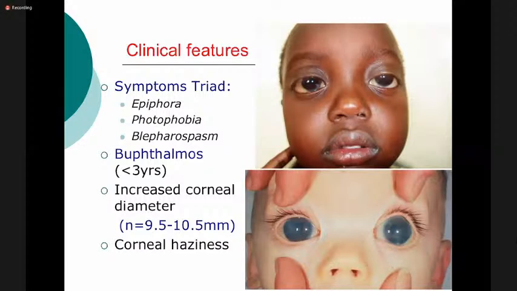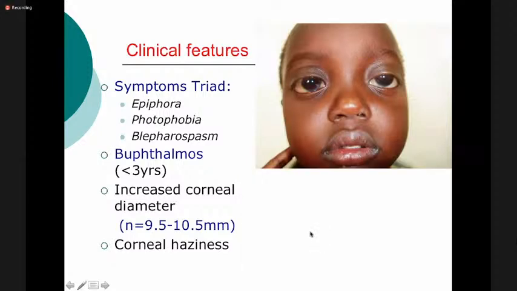just like a balloon. But by the time the child is 3 years old, the eye is supposed to withstand that kind of pressure, and they don't have buphthalmos if the glaucoma presents after 3. But below 3 years, the eyes really are big, and there's increased corneal diameter. As you can see, the corneas are very, very large in this case. And as I said, the corneal haziness.